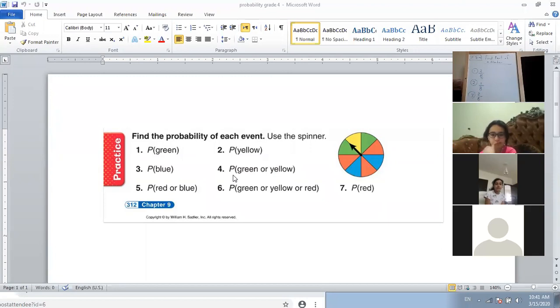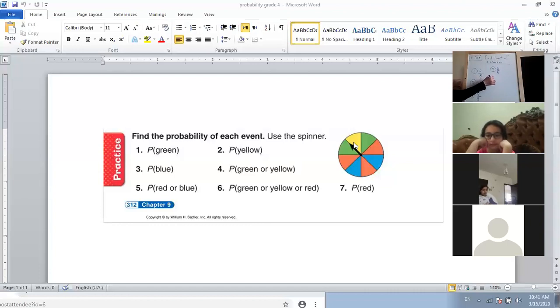Now question number 4. Probability for green or yellow. You have to count, or it means and. It means you have to add. Okay? So how many green parts do we have? 2. How many yellow do we have? 1. So 2 plus 1, the answer will be 3. 3 over 8.